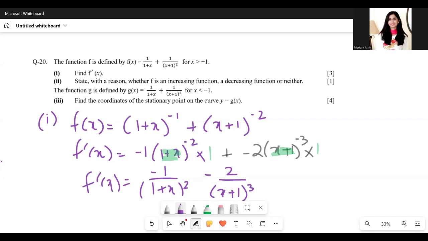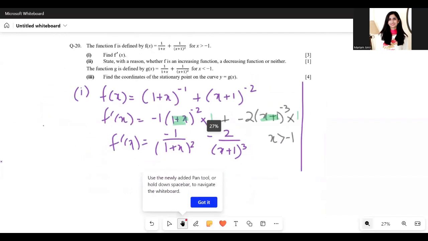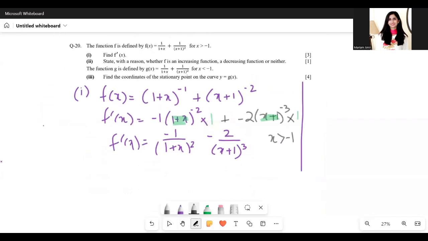Part 2 says, state with a reason whether f is an increasing function or a decreasing function or neither. Okay, we have the expression for f'(x), and also we know the domain of x, which is x greater than -1. Now, when x is greater than -1, will this derivative give us a positive answer for every value of x or a negative answer? This will always stay negative no matter what, whether the denominator is positive or negative doesn't make any difference.